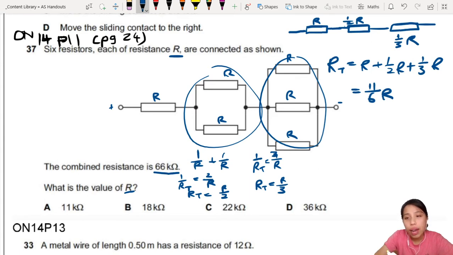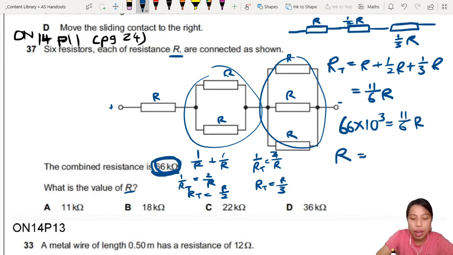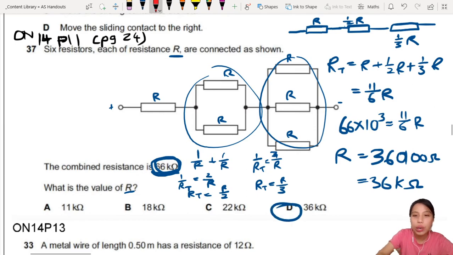Then you need to find the value of R. But they told you the total combined resistance is 66 kilo ohm. So 66 kilo ohm equals 11 over 6 R. Now you can find R. R will be 36 kilo ohm, because it's 36,000 ohm. Then you look for the answer. This is the one that you are looking for.